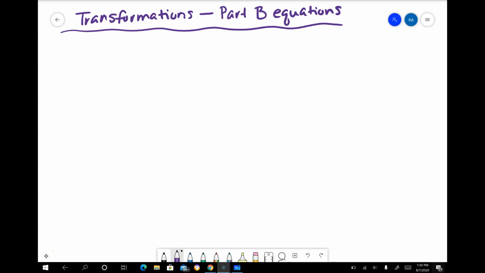So we've already looked at the graph and saw how the transformations affected the parent function graphically. Now I'm going to give you equations, and from the equations you need to state the transformations. Okay, so we're going to be focusing on absolute values.